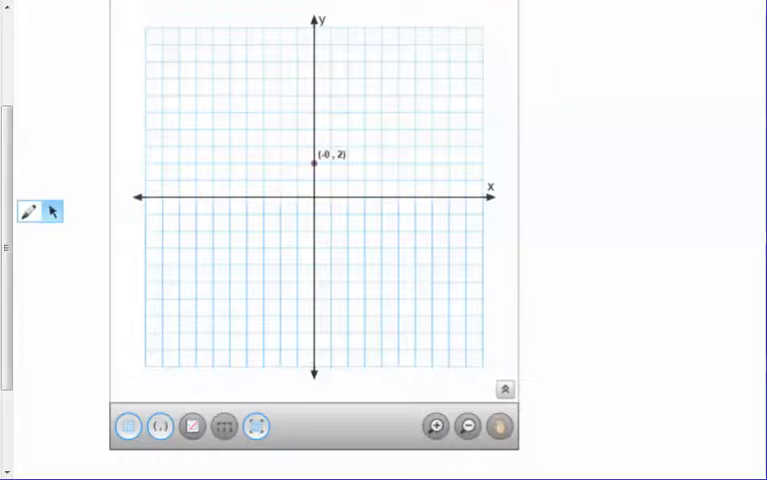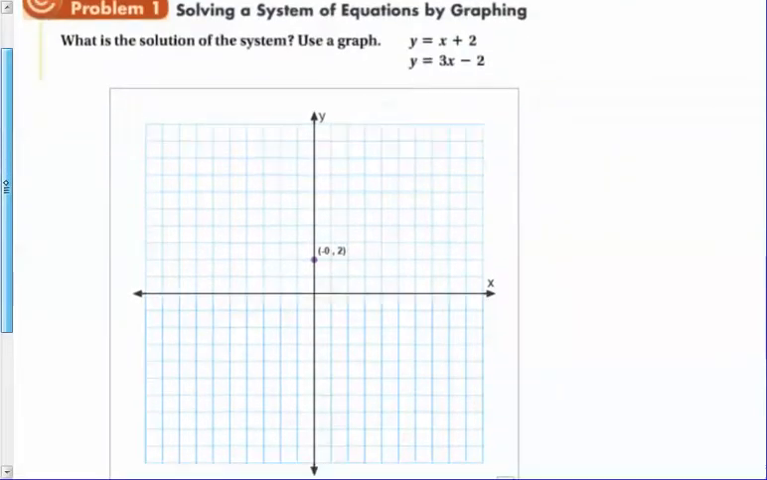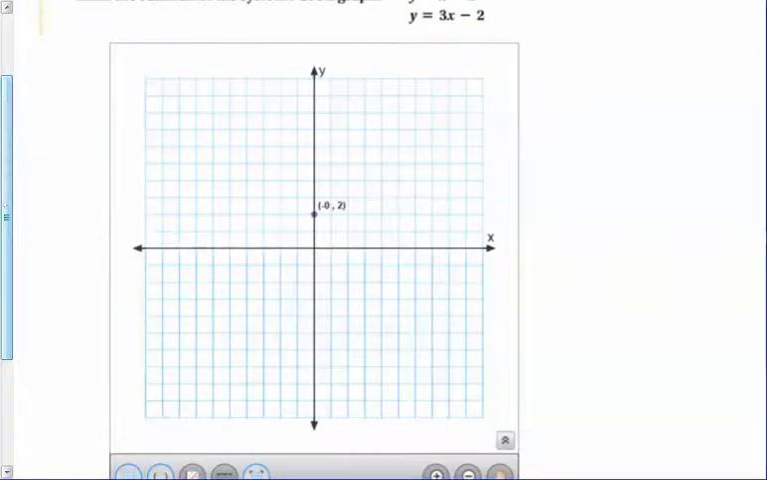Then I'm going to look at my slope. My slope is up 1 over 1, so I'm going to go up 1 over 1 and put a dot. Now I can connect those. The next one, 3x minus 2. I'm going to put a dot at 0, negative 2.